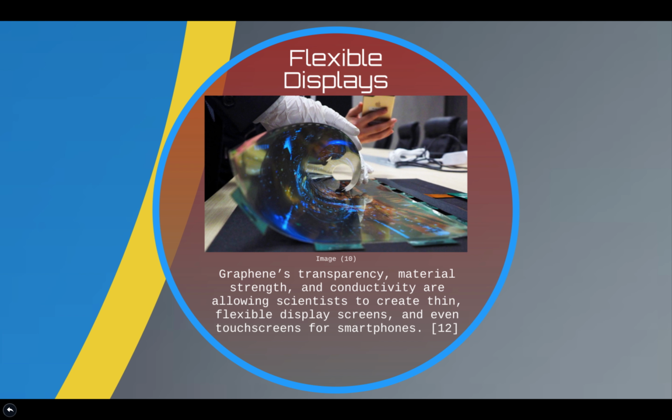Flexible displays. Graphene's material strength, transparency, and conductivity are allowing scientists to create extremely thin, flexible display screens and touchscreens. This could lead to screens that you could roll up and place in your pocket or a bag, and more importantly, it could lead to a smartphone with a screen that doesn't shatter when you drop it, which is of course everyone's dream scenario.